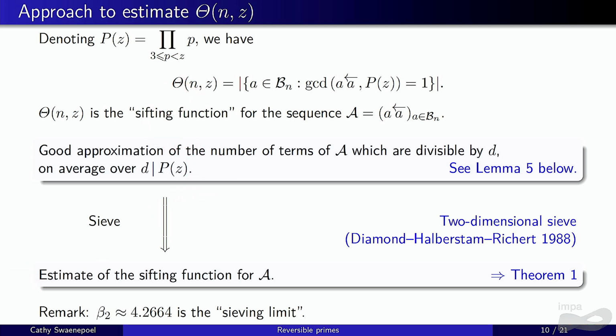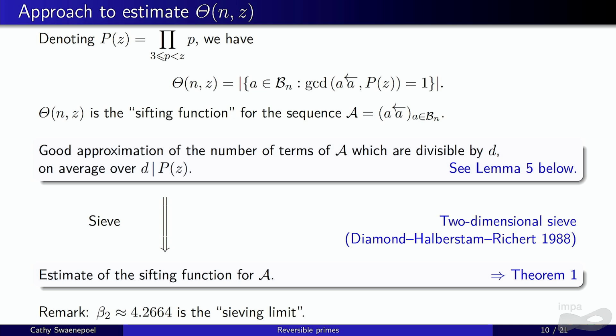What kind of information do we need about the sequence A? We need a good approximation for the number of terms of the sequence which are divisible by d. We need only this on average over d. So we will see that in our case, indeed, we can prove such a good approximation. I will give a precise statement. This will be lemma 5.